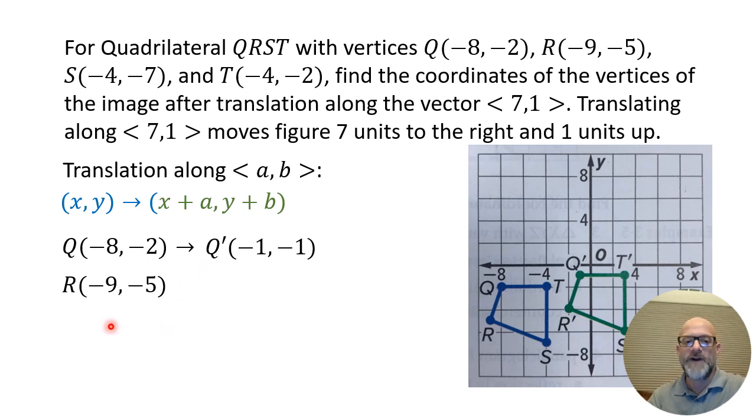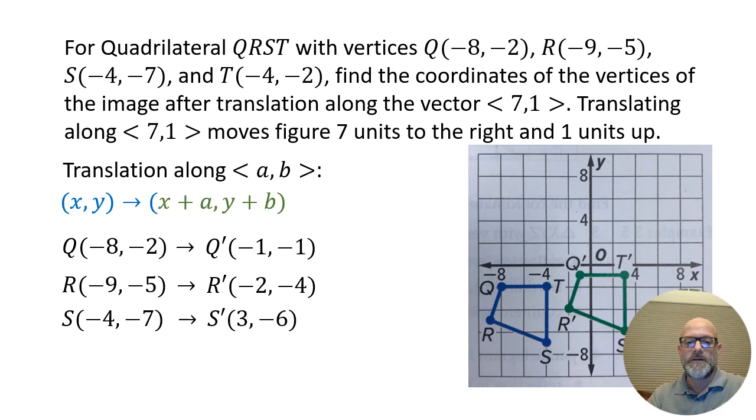How about (negative 9, 5)? Here's my starting ordered pair. Got to find out where it's mapping to. Well, this translation vector tells me to move 7 to the right and up 1. So I bet I add 7 to negative 9 and 1 to 5. I get (negative 2, 6). (Negative 4, 7) will map to, looks like it'll map to (3, 8). And (negative 4, 2), where will that map to? (3, 3).